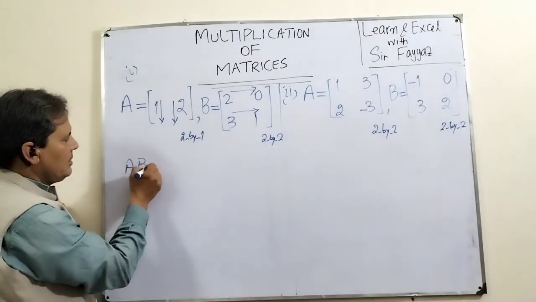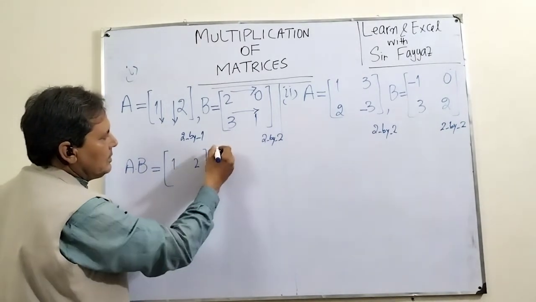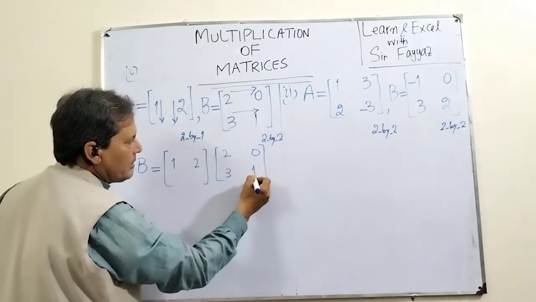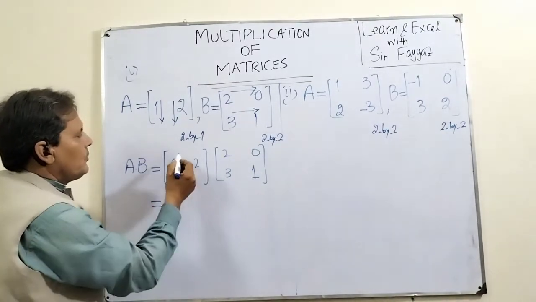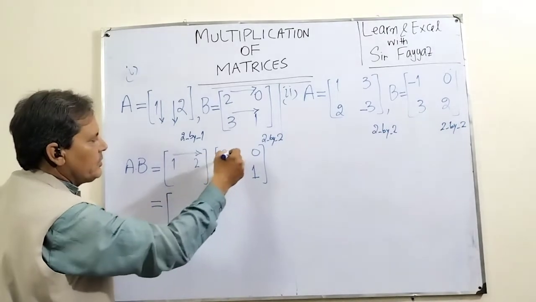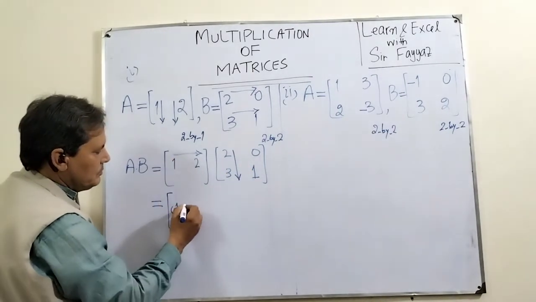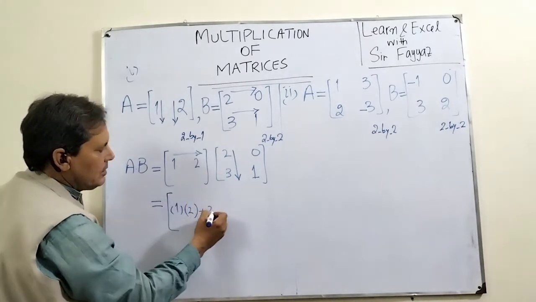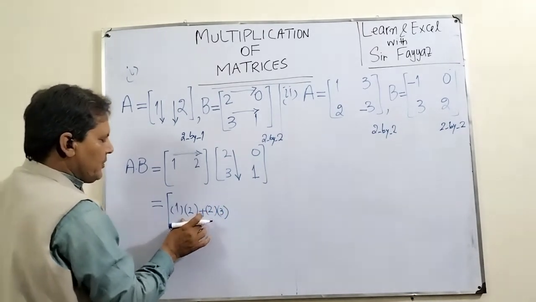A times B is equal to, write down 1, 2 times 2, 0, 3 and 1. We multiply the first row, that is the only row of the first matrix, with the first column of the second matrix. 1 multiplied by 2, then the plus sign, then 2 multiplied by 3. This will make the first member of the matrix.